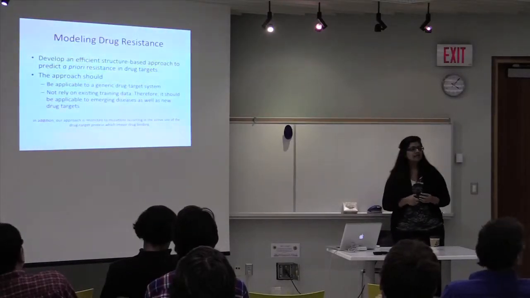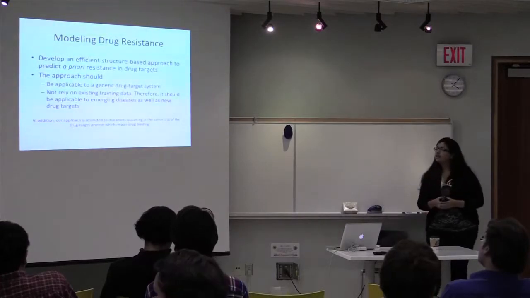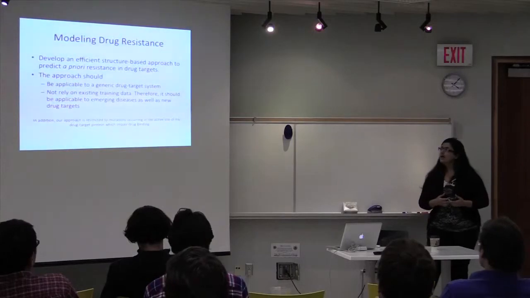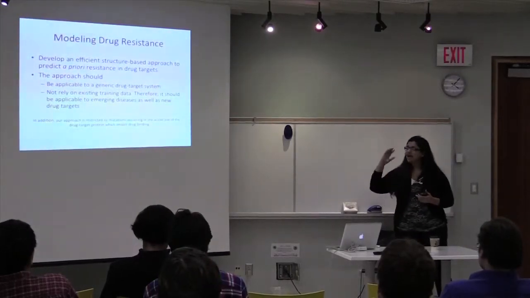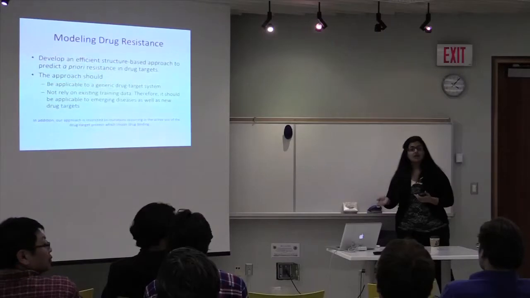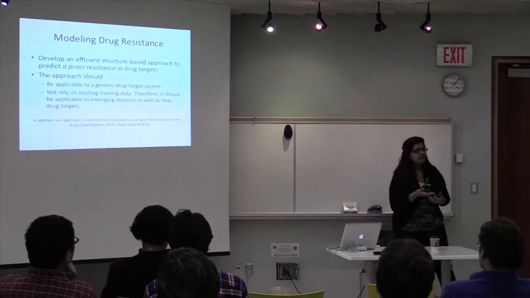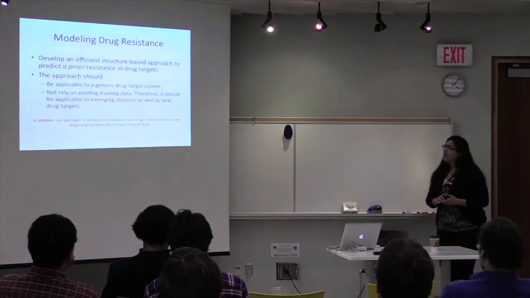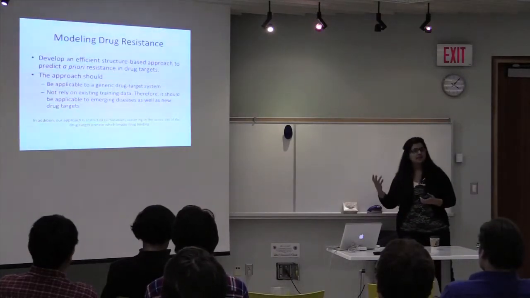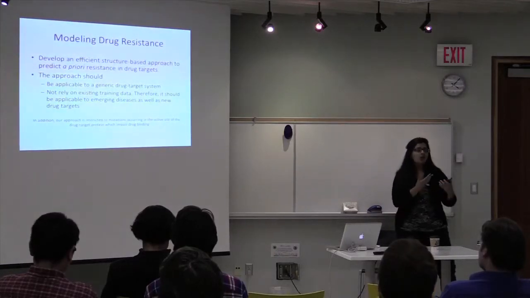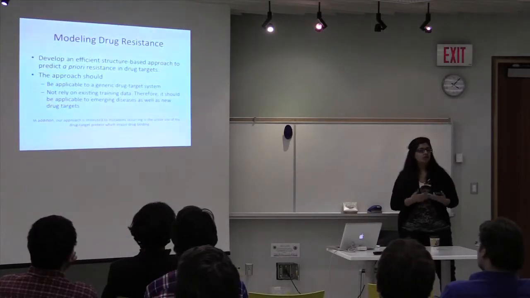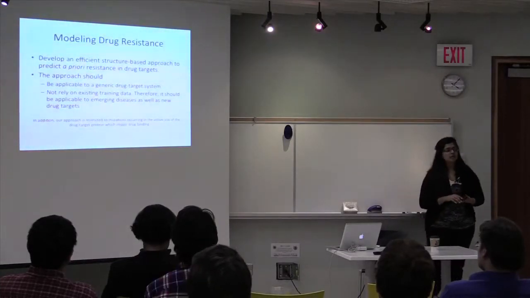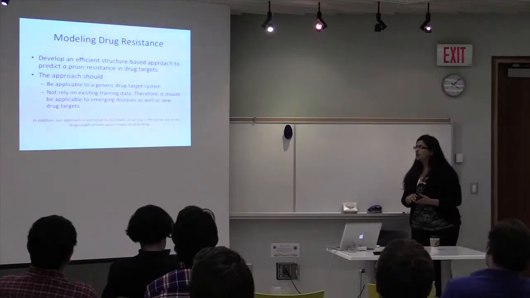So what we wanted to do was develop an efficient approach that was structure-based, that could predict drug resistance, that could predict these resistance-causing mutations a priori in drug targets, so before they're seen in clinical practice. We also wanted to make sure that the approach is applicable to a generic drug target system. So given any drug target protein and a drug, we should be able to use our approach. And it should not rely on existing training data. So we should not need to know too much about what kind of mutations exist out there for the drug target. Because of that, it should be applicable to emerging diseases as well as new drug targets.